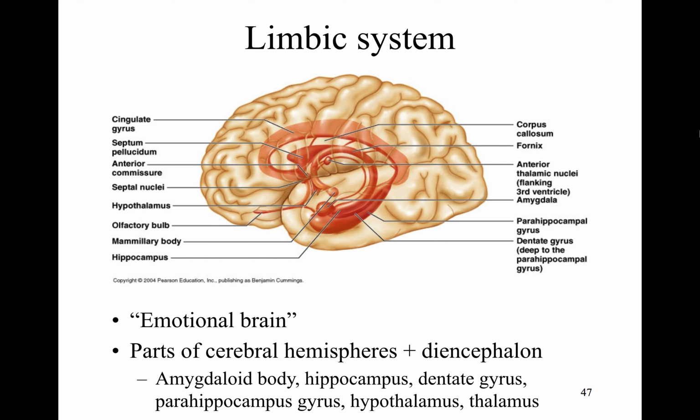You'll see at the bottom here that I do have a list of some of the structures within the cerebral hemispheres and the diencephalon that function as part of the limbic system. Some of those structures you've heard of before, such as the thalamus and the hypothalamus. Others you may not have heard of before, such as the amygdaloid body or the parahippocampal gyrus. You are not expected to know the specific names of those structures. You just need to know that the limbic system is a network of neurons that crosses parts of the cerebral hemispheres and the diencephalon.